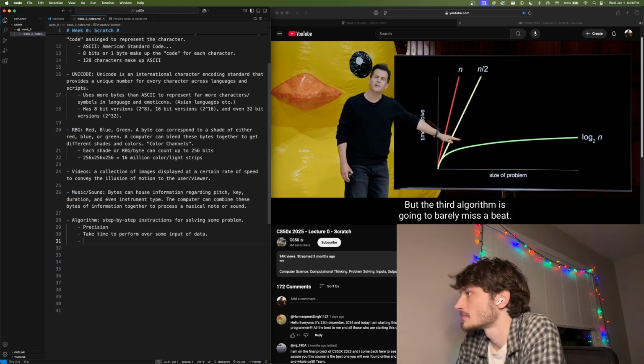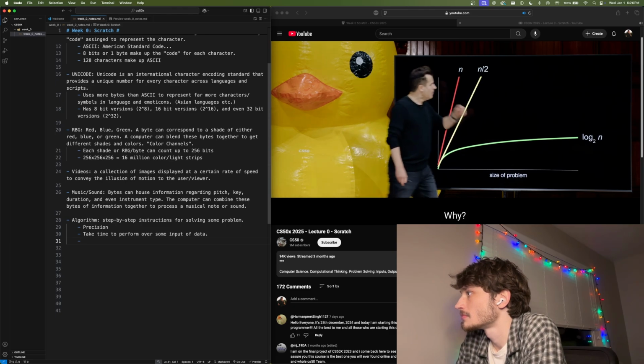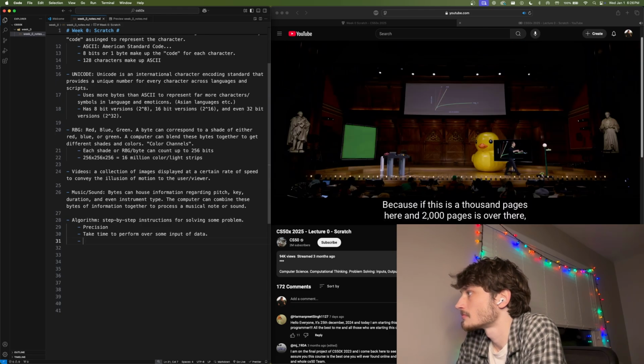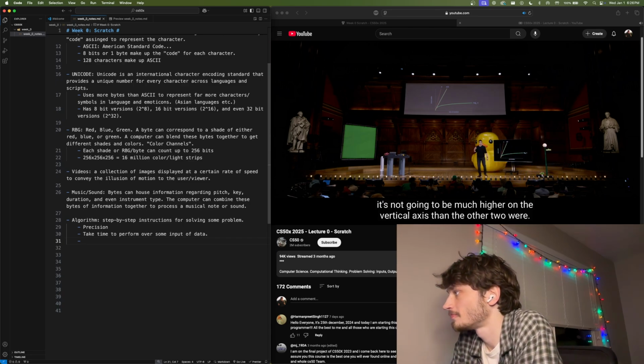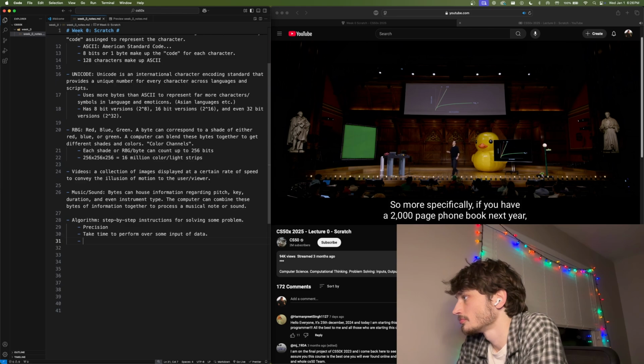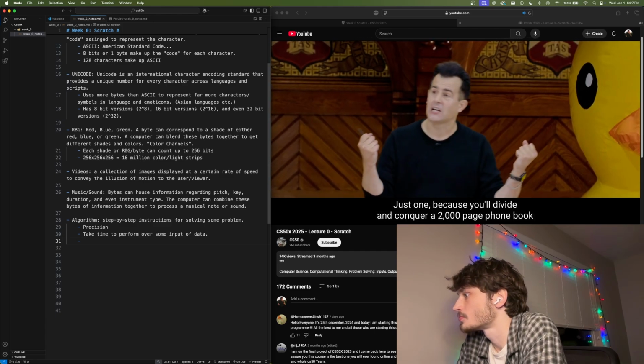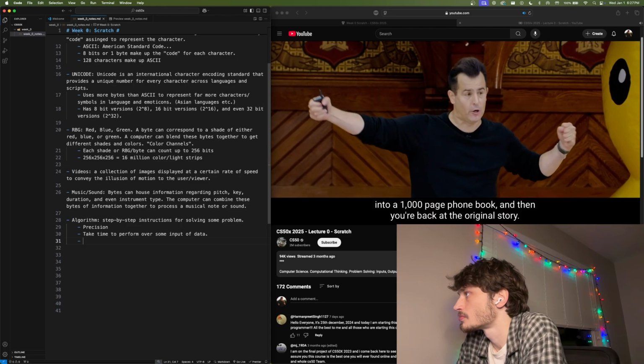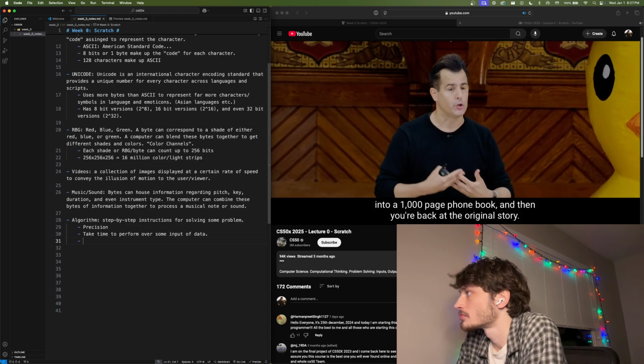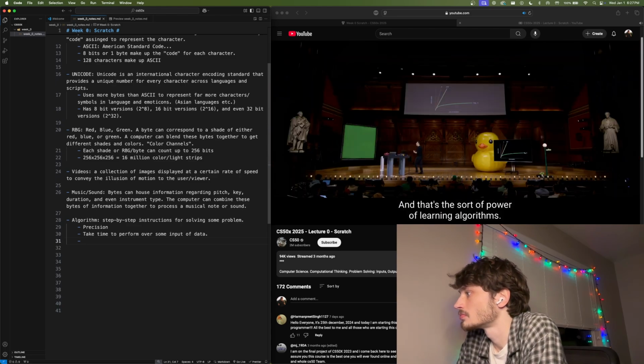But the third algorithm is going to barely miss a beat. Why? Because if this is 1,000 pages here and 2,000 pages is over there, just inferring from the shape of the green line, it's not going to be much higher on the vertical axis than the other two were. So more specifically, if you have a 2,000-page phone book next year, how many more steps will it take you using that third and final algorithm? Just one, because you'll divide and conquer a 2,000-page phone book into a 1,000-page phone book, and then you're back at the original story. And that's the sort of power of learning algorithms.